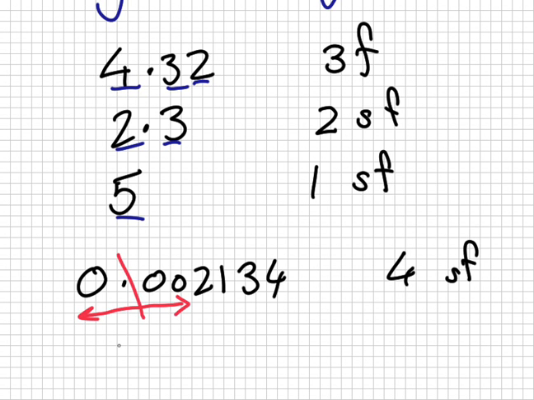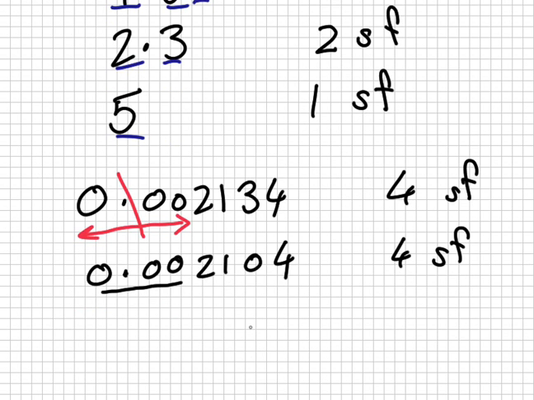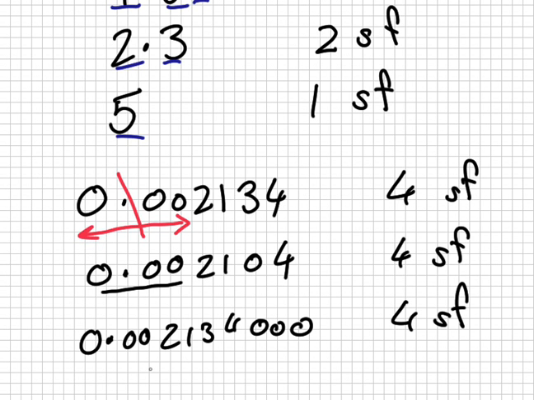Now, be careful. If I did this, how many is that? 4. It's still 4. Because I said don't count the zeros at the start. But you still count the zeros in the middle. Okay, so be careful with that. You don't need to count them if they are at the end. So, if I had 0.002134000, that's really the same thing as that. So it's still 4.